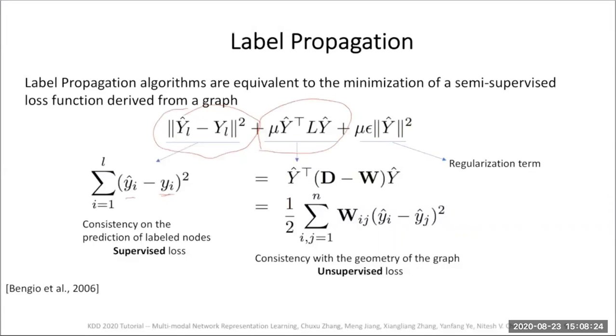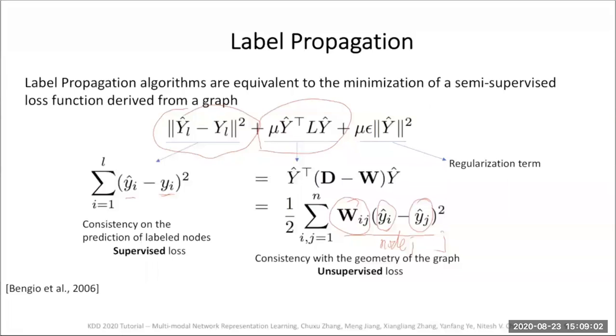And the second part is actually considered as an unsupervised loss because it mirrors the consistency between the predicted label and the geometry of the graph. So the definition is given here. Yi is the label predicted for node I, and Yj is the label predicted for node J. So if node I and node J have a higher weight, we expect that the predicted labels for node I and node J should be the same. Otherwise, they should be different.